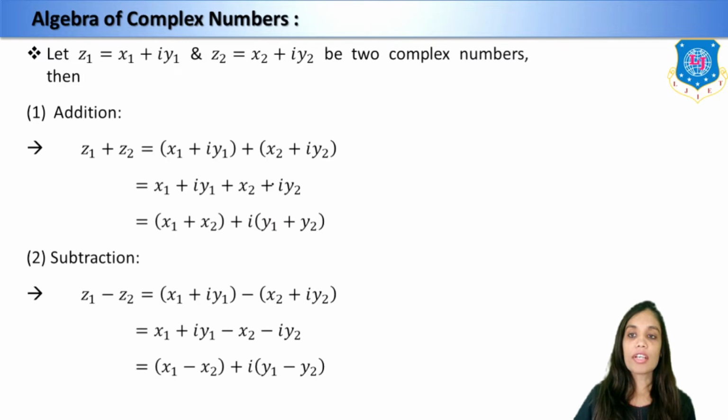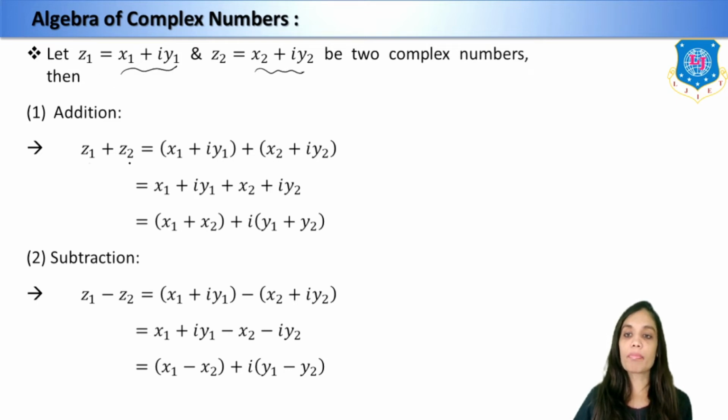So now let us study the algebra of complex numbers. If z1 equals x1 plus iy1 is one complex number and z2 equals x2 plus iy2 is the second complex number, then how can we add these two complex numbers?